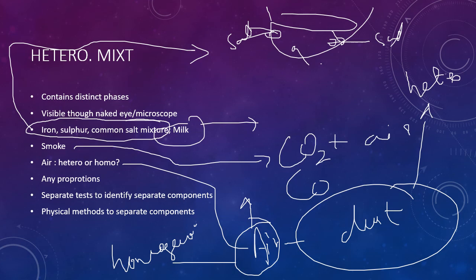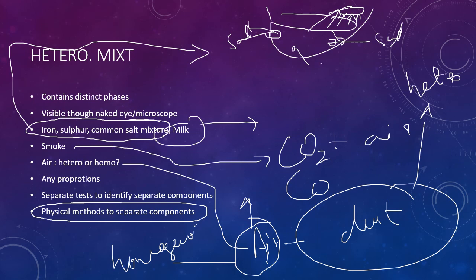Then, to identify or to separate the different particles of a heterogeneous mixture, you can do different tests. For example, just bring a magnet over here. All the iron particles will be attracted towards it. At the same time, we can use these methods to separate the components also. Like I can use this iron method to separate the components. I can remove all the iron when I bring a magnet towards the mixture.